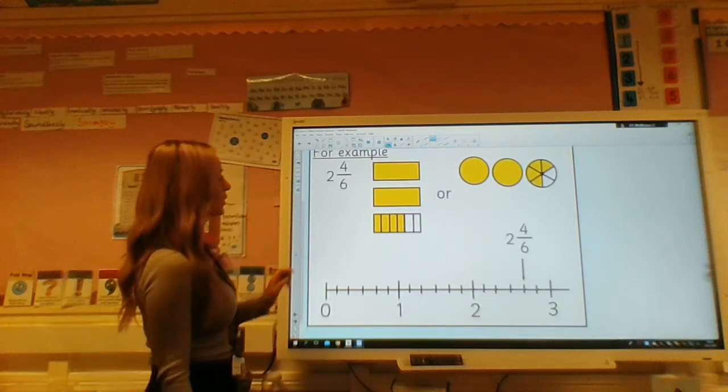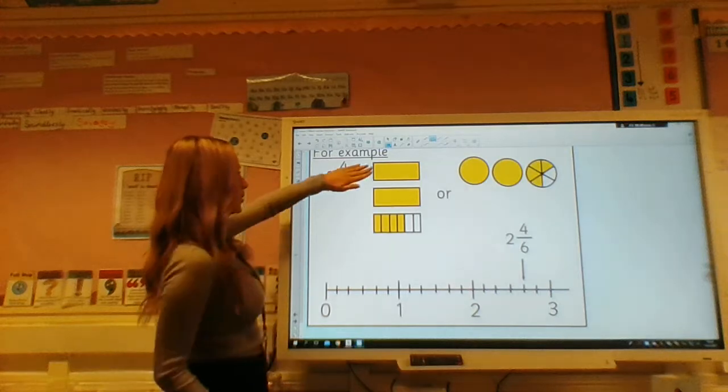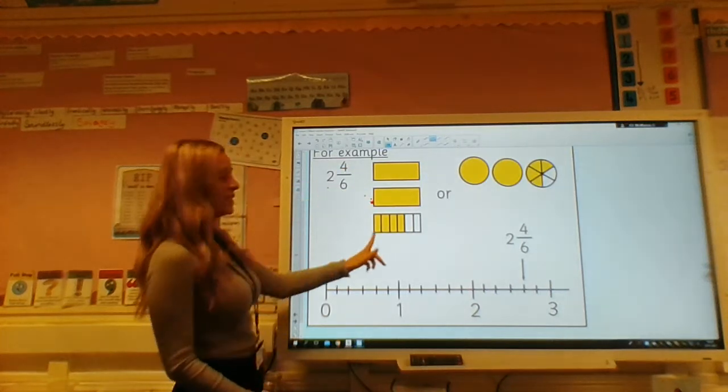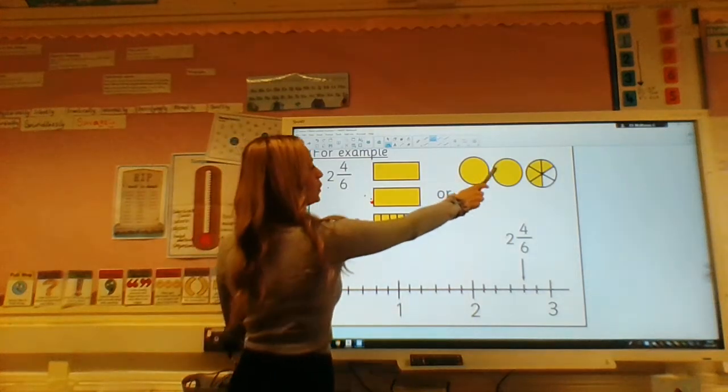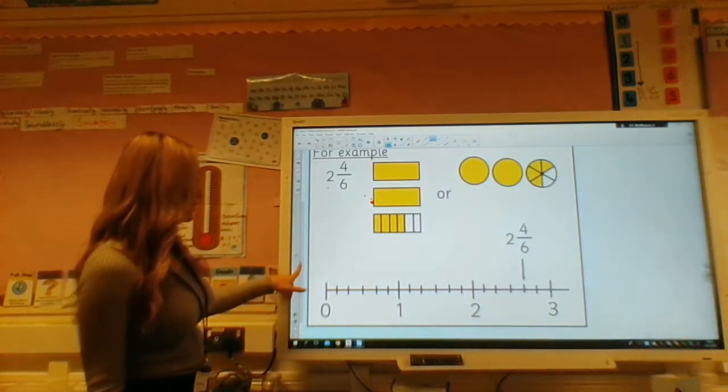Here I've got some pictures. We've got 2 and 4/6 shown in a picture. So 2 wholes and then 4/6, sorry. And then here we've got 2 wholes and 4/6. So on a number line, this is how it would look.